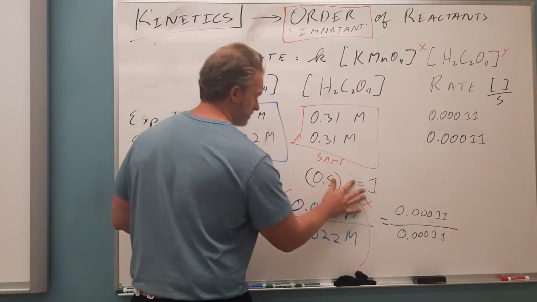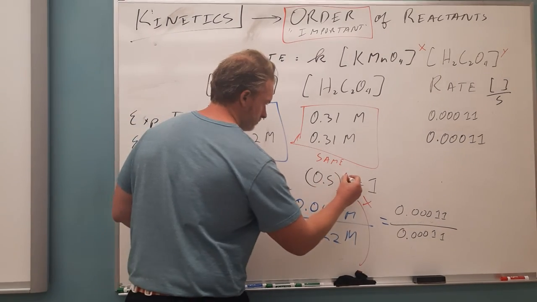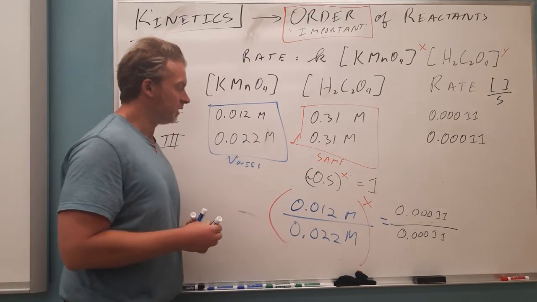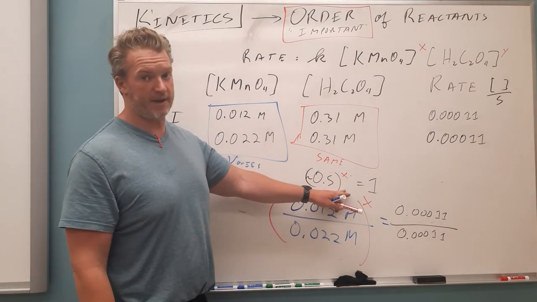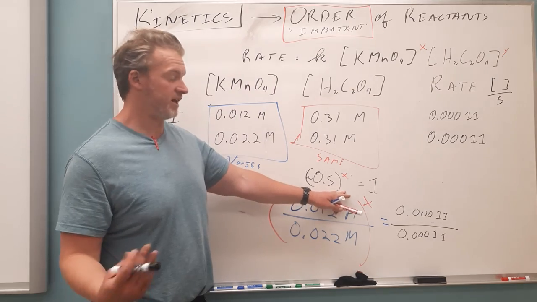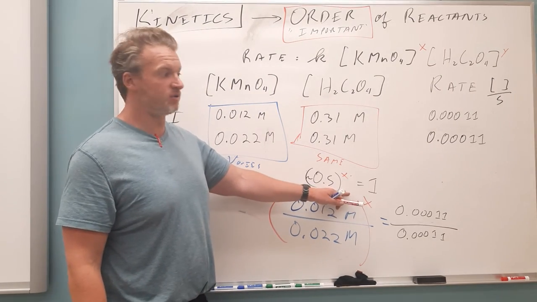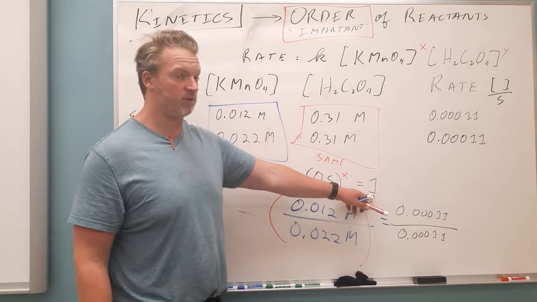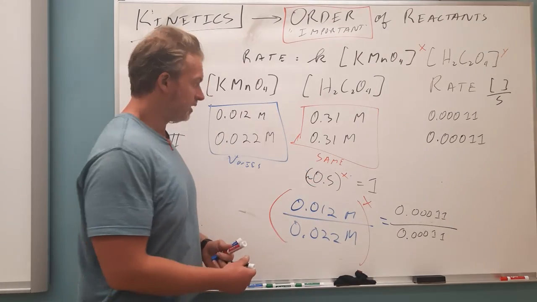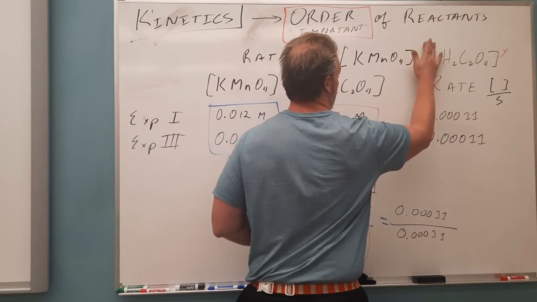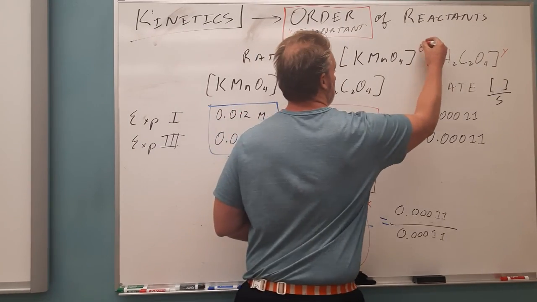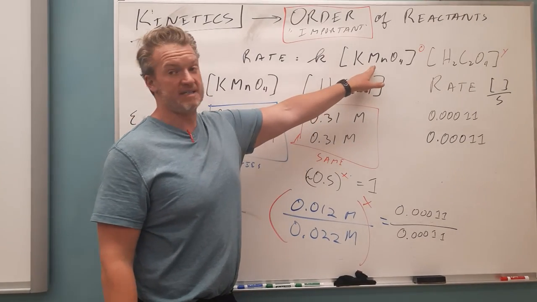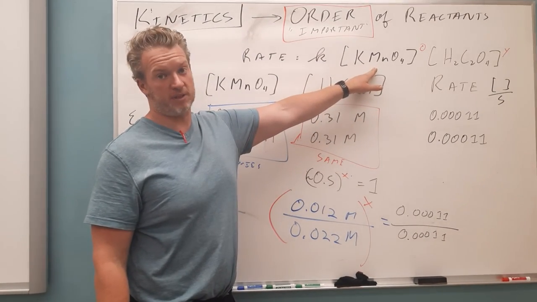Solving for x. The only way to make this exponent work is if x equals 0. So if x equals 0, no matter what this number is, it will always equal 1, which is what we want it to equal here. So the value for the order of the reactant for potassium permanganate is 0 based on experimental data.